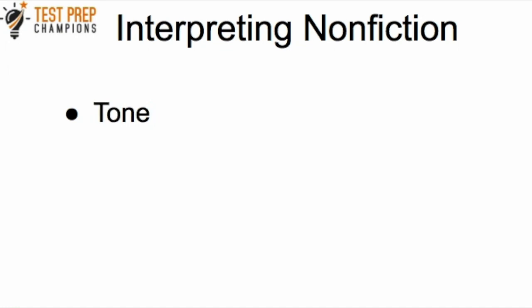Tone is also important, and a writer's tone is basically just the attitude that they have about a certain topic or subject, right? So some examples of tones could be formal or informal, or again, it could be a positive tone or a concerned or an upset tone. So that's just something you'll want to think about, and you might get questions on tone.